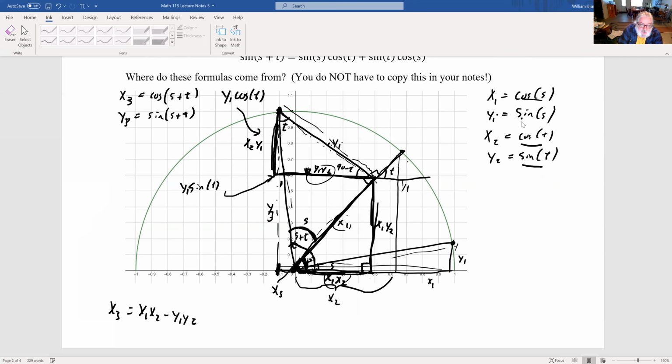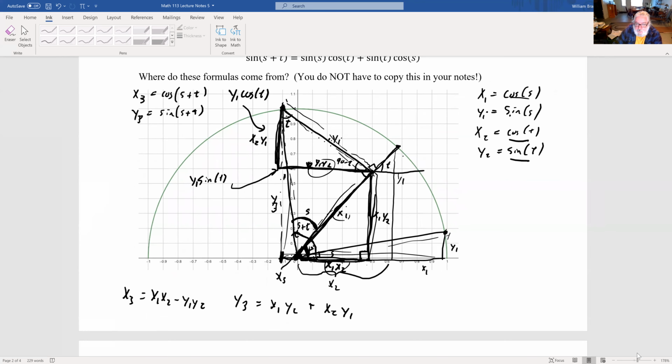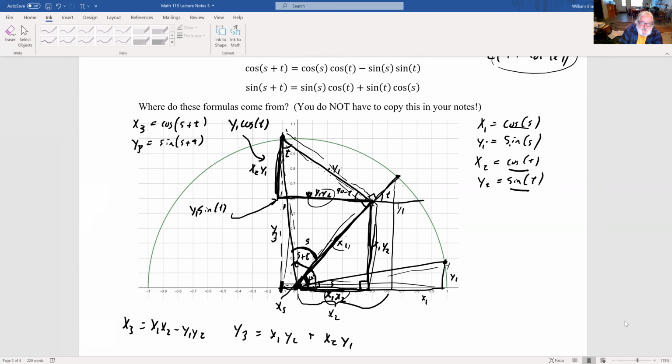And to get from the origin up to this point, what's our height going to be? What's our y3? Well, we go up to this point and then up again. So our y-coordinate, we go up x1 y2, and then up x2 y1. So y3 is x1 y2 plus x2 y1. And if I zoom out a little bit, that's our two formulas. Cosine of s plus t, that's my x3, is cosine cosine, so x1 x2, minus sine sine, minus y1 y2. Sine of s plus t, that's y3: sine of one times the cosine of the other, plus sine of one times cosine of the other.